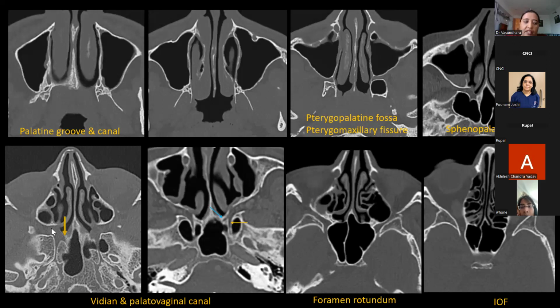Keep scrolling up. There will be a Vidian canal going straight up like this, and a little medially will be the rotundum. Rotundum is actually difficult on eggshell. Straight will be the Vidian, which will open into the lacerum. This was the palatovaginal. Keep scrolling up, and this structure that you enter is the inferior orbital fissure. So that is how we look at perineural spread for the palate.